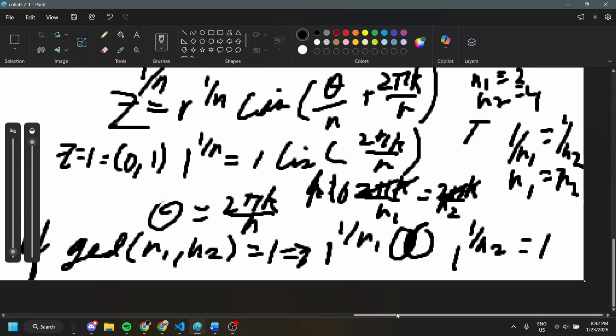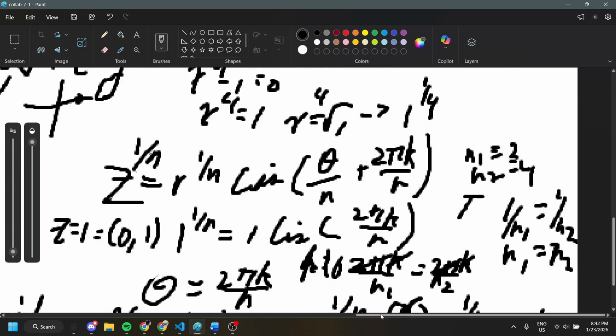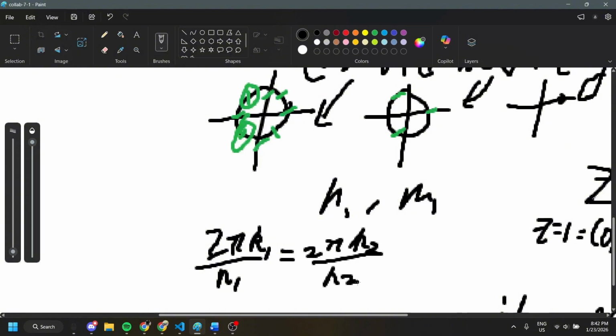So, oh, I see our issue. 2 pi k1 over n1 is equal to 2 pi k2 over n2, where k1 is any integer between 0 and n1, and k2 equals any integer between 0 and n2.